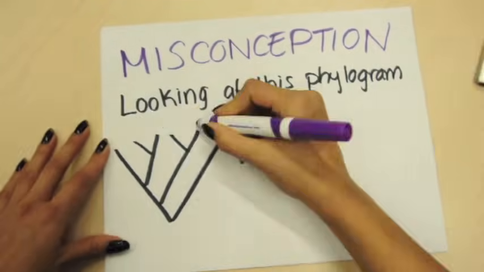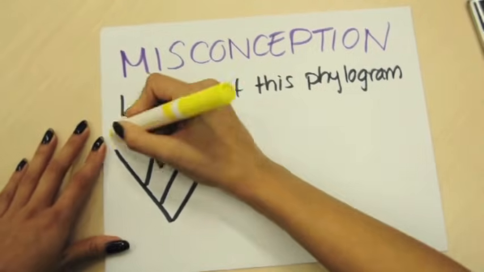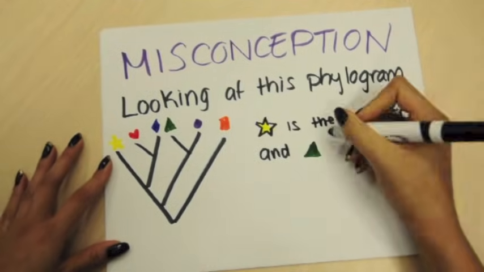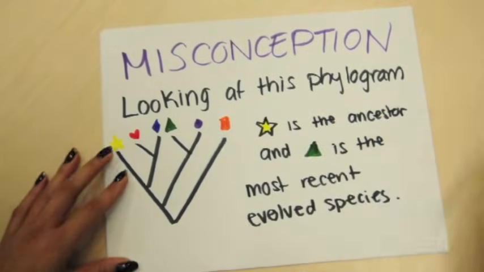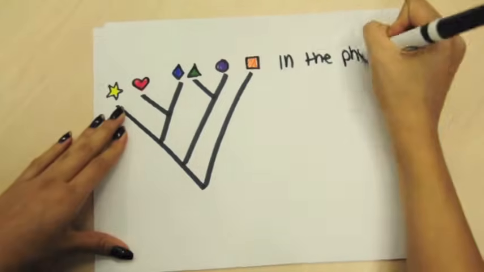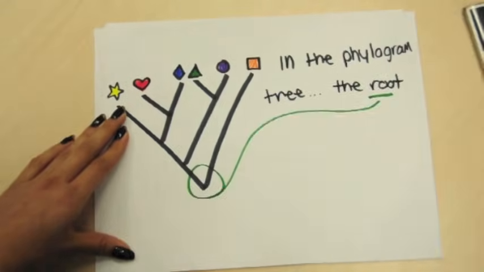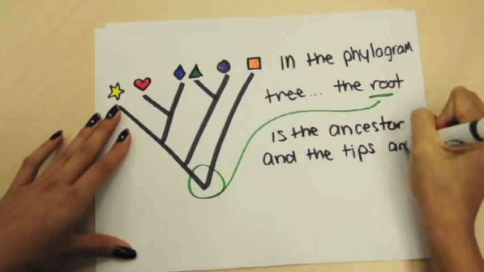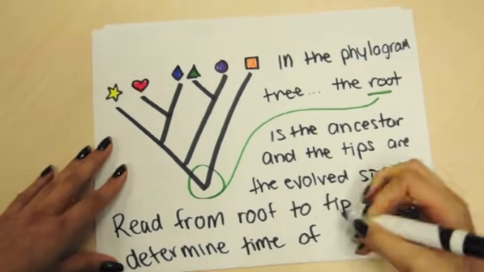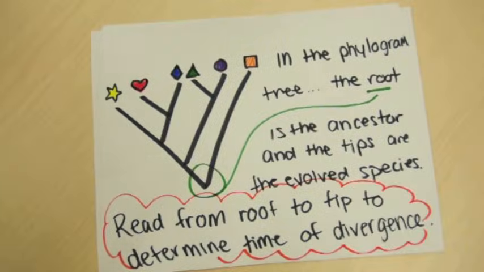Misconception number 2. Looking at this phylogram, the yellow star is the ancestor and the green triangle is the most recently evolved species. Wrong! In the phylogram tree, the root is the ancestor and the tips are the evolved species. Read from root to tip to determine the time of divergence in a phylogram.